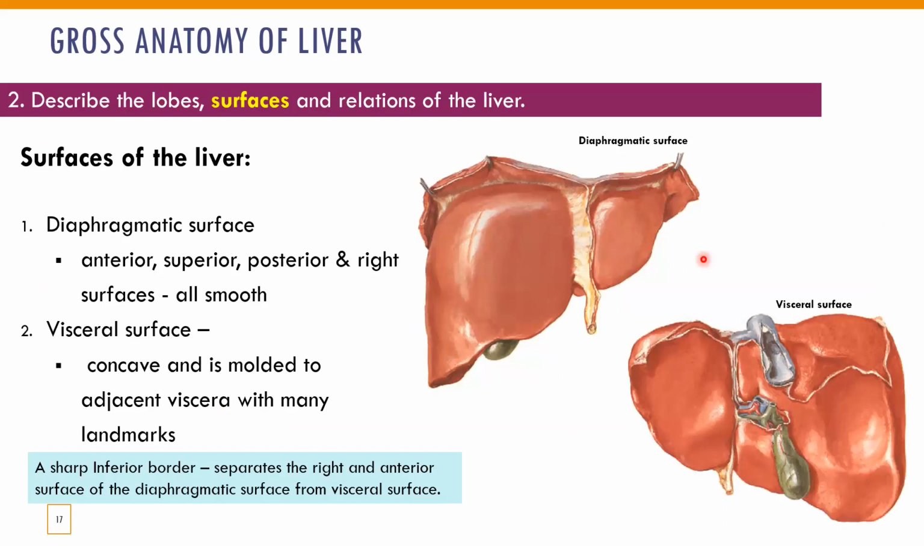Surfaces of the liver. For the liver itself, there are 2 surfaces: the diaphragmatic surface, with anterior, superior, and posterior right surfaces. They are all smooth. And the visceral surface. The visceral surface is this one. They're concave and molded to adjacent viscera with many landmarks. A sharp inferior border of the visceral surface is actually separating the visceral and the diaphragmatic surface of the liver.